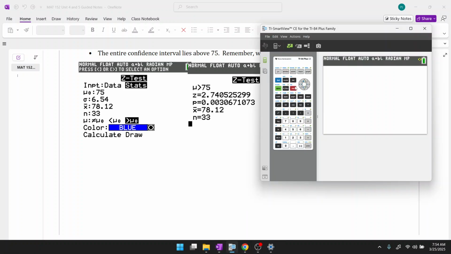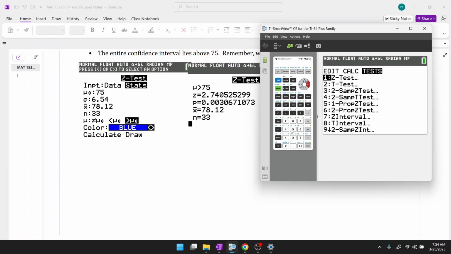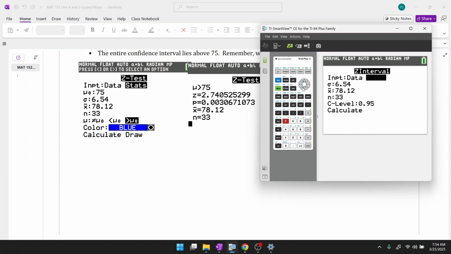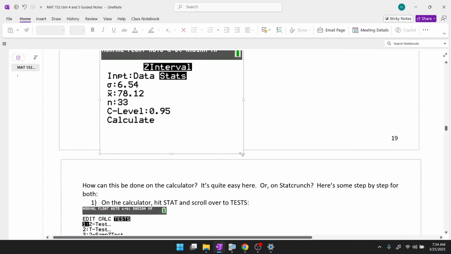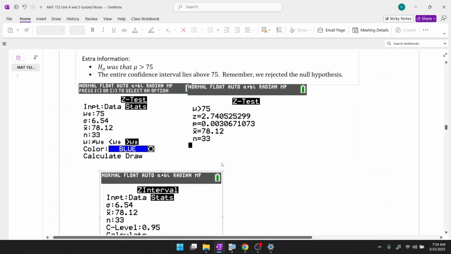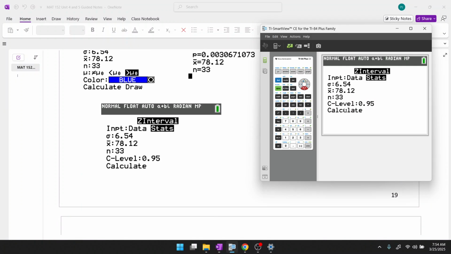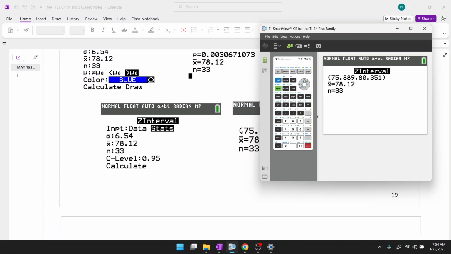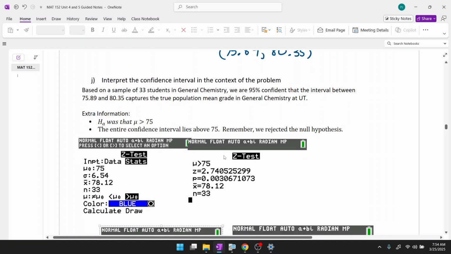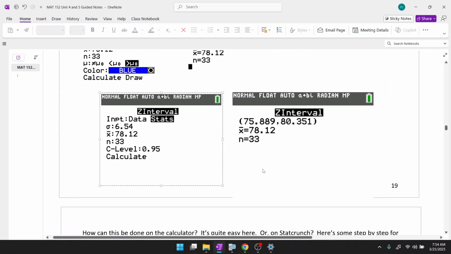Now, if we go and do the z interval, not the t interval, but the z interval, you'll use stats. And since we did a 95% interval, we don't have to change anything here. So you're going to calculate this, and you will see, yeah, this does more decimal places, obviously, but they are the same thing. So that's going to make your life, I think, a little bit easier.